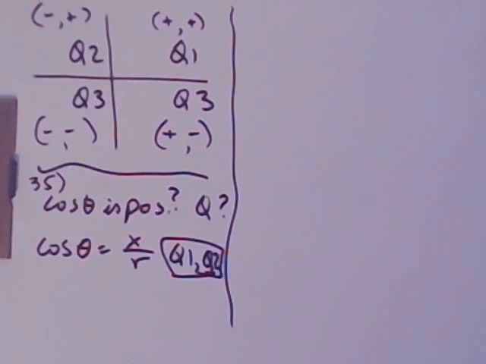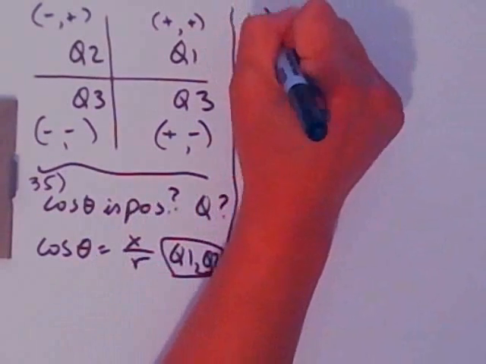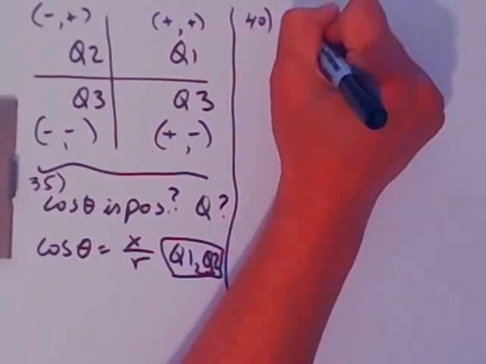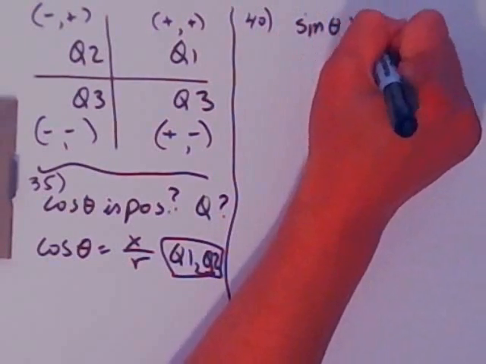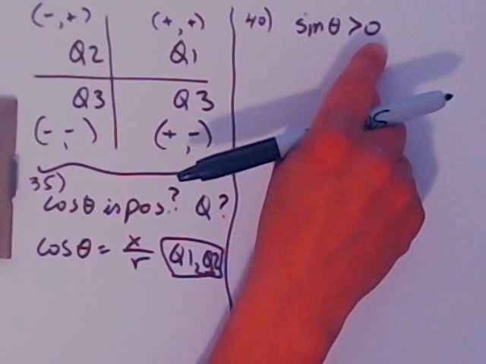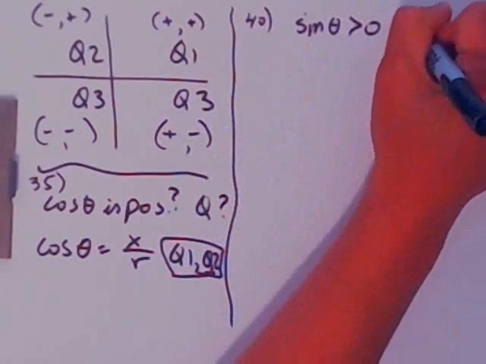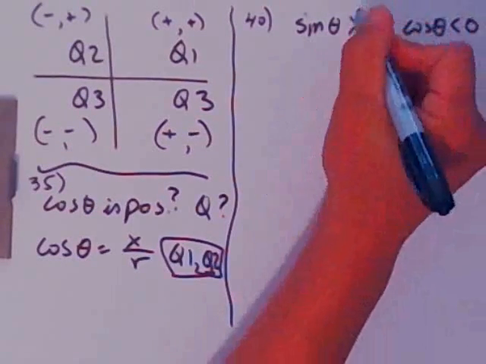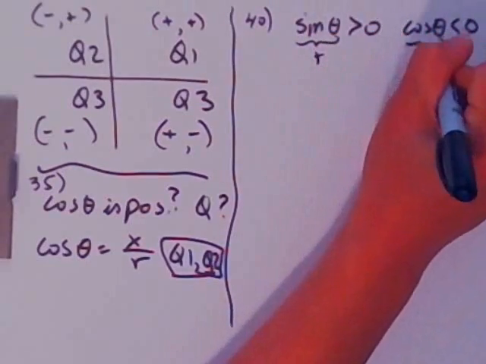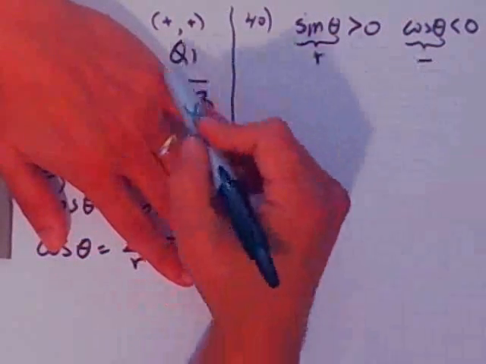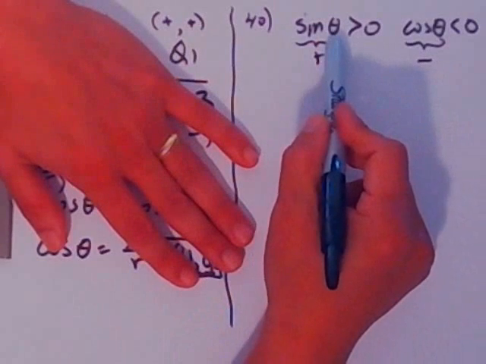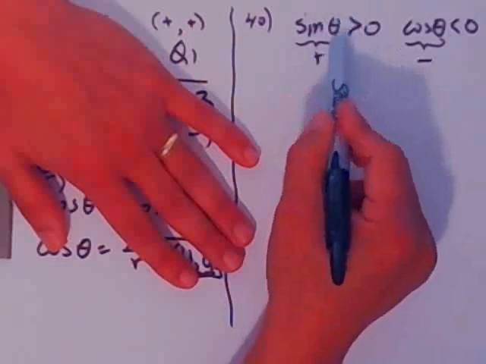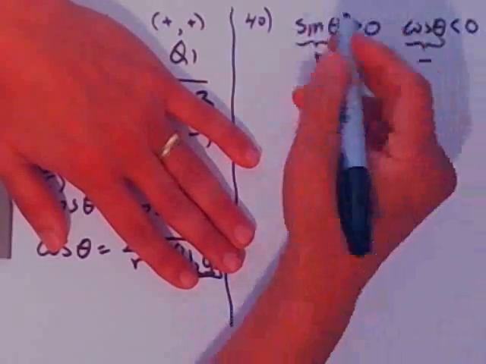Let's do something a little bit harder. Let's try 39. 40. Sine is positive. Sine of theta is greater than 0. Greater than 0 means it's positive. And cosine of theta is negative. Less than 0 means it's negative. So sine of theta is positive, and cosine of theta is negative. The sine is the y value over the radius. The radius is always positive, so where is the y value positive?